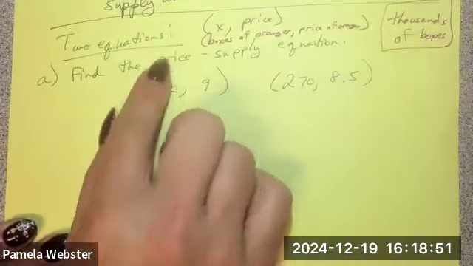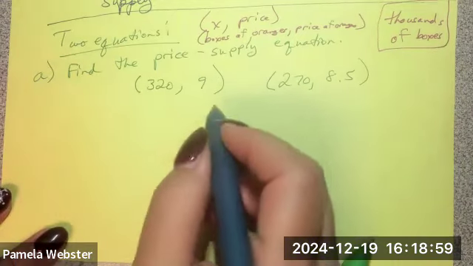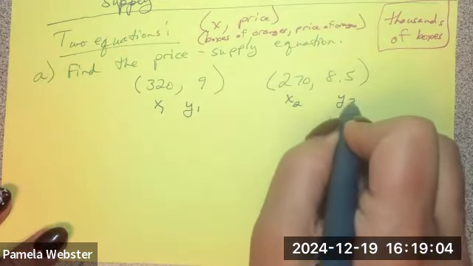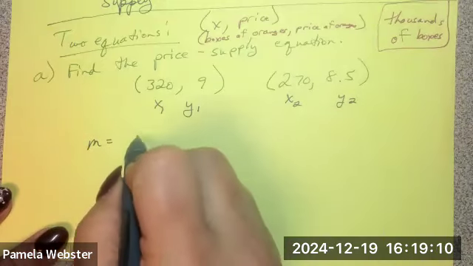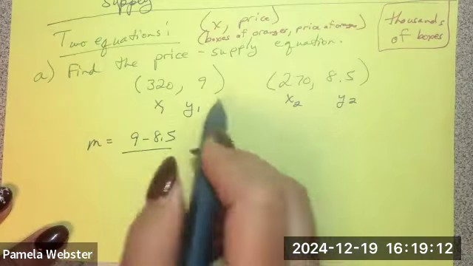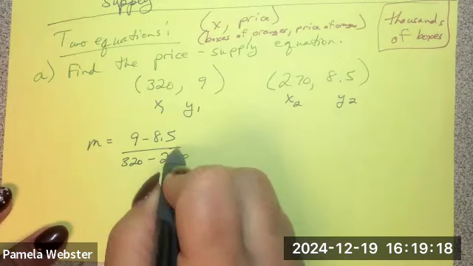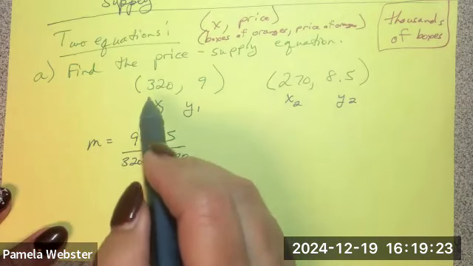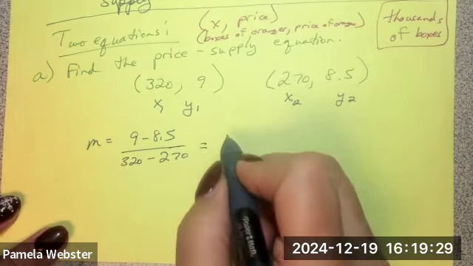All right. So I've got 2 points. We're looking for a price equation, the price supply equation. So I think we can just say, what about the slope? So I've got x1, y1, x2, y2. We want an equation, so let's start with slope. M equals y minus y over x minus x: 9 minus 8.5 over 320 minus 270. If you're doing this, make sure that if I started with the 9 on top, I start with the 320 on the bottom. Those numbers have to be from the same point. They have to line up, so to speak.